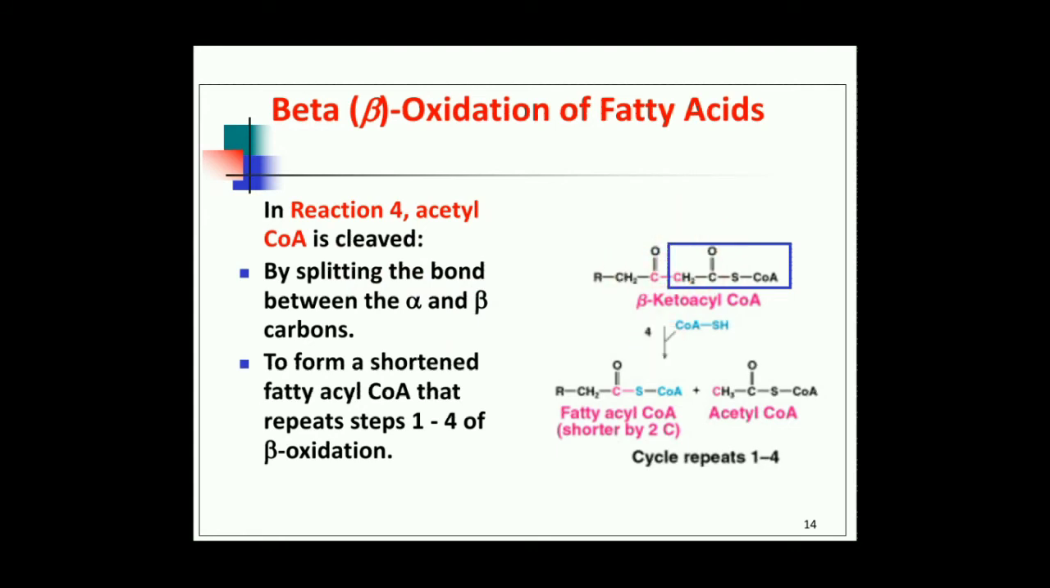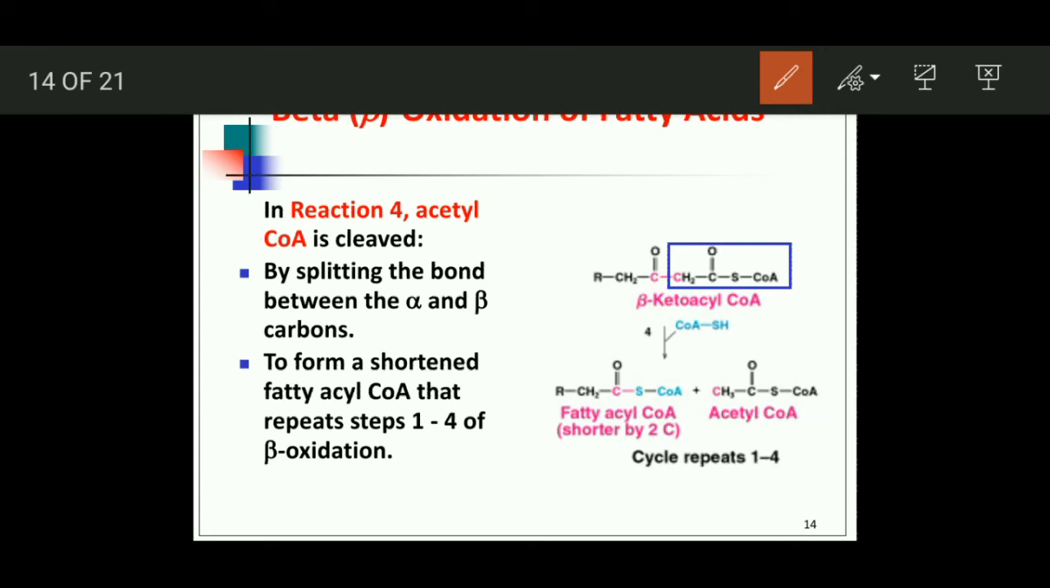And it forms a shortened fatty acyl coenzyme A that repeats steps 1 to 4 of beta oxidation. Actually, as you can clearly see here, from this part the splitting will occur, between the bonds of the alpha and beta carbon, and the resultants are acetyl coenzyme A, and the remaining part is fatty acyl coenzyme A, which is shorter by 2 carbon, of course, because the 2 carbon is being utilized by this acetyl coenzyme A.